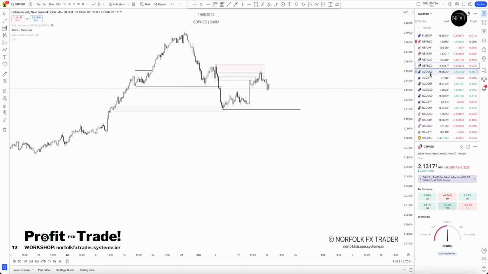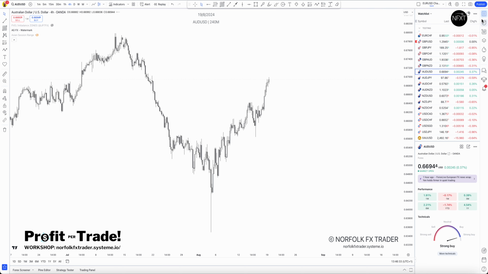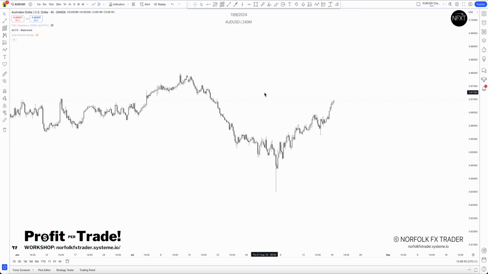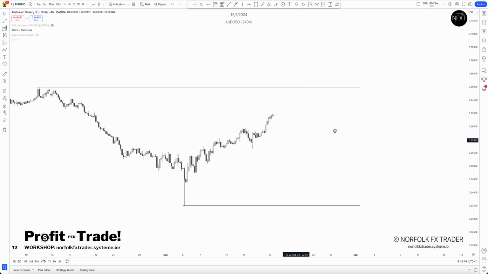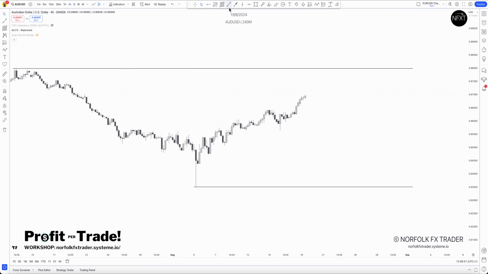Now we're going to go over to the Aussie cross pairs, starting with the Aussie US dollar. Now again, longer term, we have a swing low, and current swing high is my current trading range that we're within. I'd like to know where we're trading within. Now, once we get to this point, I can start to look at areas where I can see my order flow. So I have a bullish order flow in the market here. Very easy to see this.